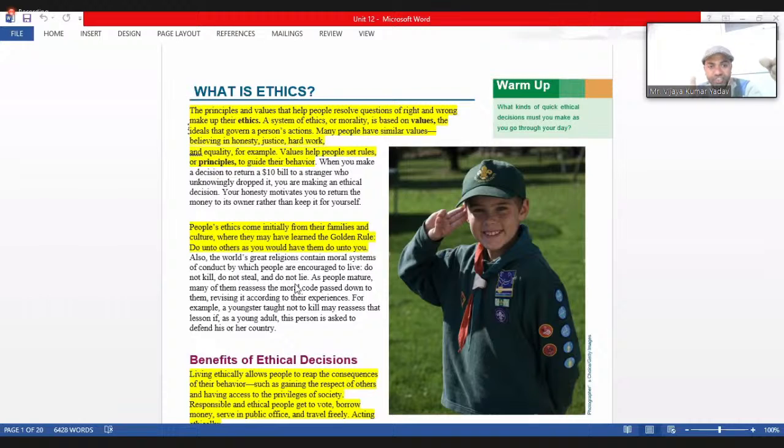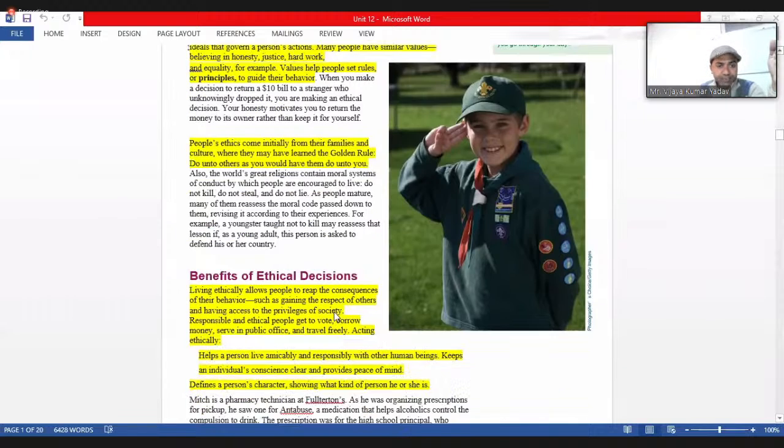The world's greatest religions contain moral systems. In every religion there is a moral system of conduct, and every religion says do not kill, do not steal, do not lie. So this is ethics. You can read this.